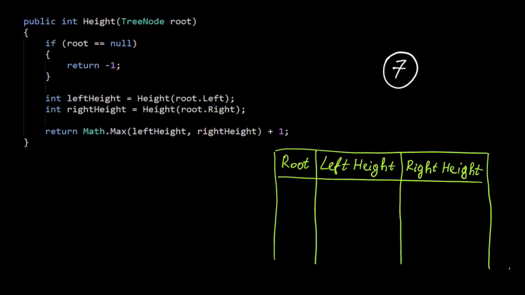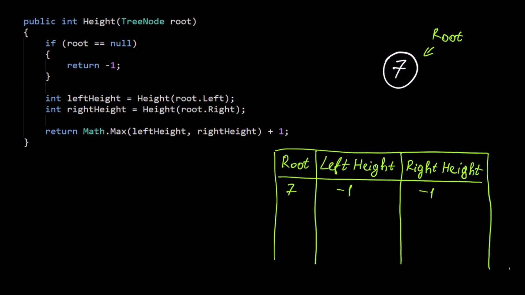This binary tree has only one node, and as we already know, the height of this binary tree equals 0. We are starting from the root node. The root node is not null. So we call the height function with the left child node of the root. The left child is null, and the function returns -1. The left height equals -1. Now we call the height function with the right child. The right child is null too. So the right height equals -1.